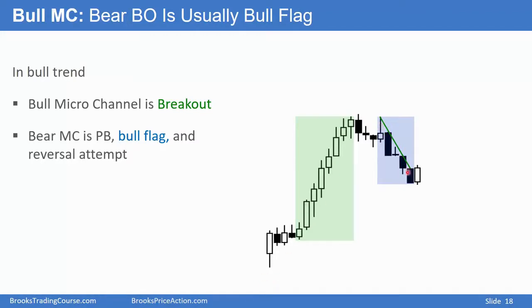Now we have a bear micro channel with 5 bars without a pullback. This bar went above the high of that bar, so this is the end of the bear micro channel. It's 2 legs down, 1 pullback, 2, around a 50% correction of the bull trend. It's a bull flag. It's also a bear trend, but what's more likely? Is it going to be a bear trend that continues down indefinitely, or are we going to get trend resumption up?